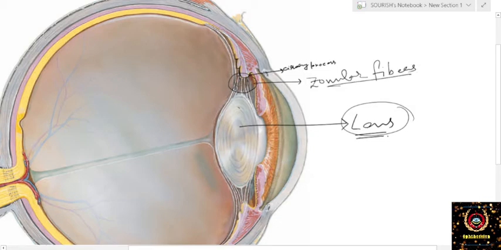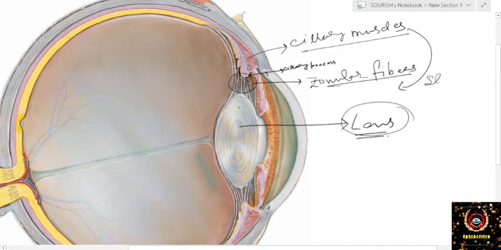By contracting and relaxing, these ciliary muscles control the shape of the lens. Ciliary muscles control the shape of the lens via these zonular fibers.